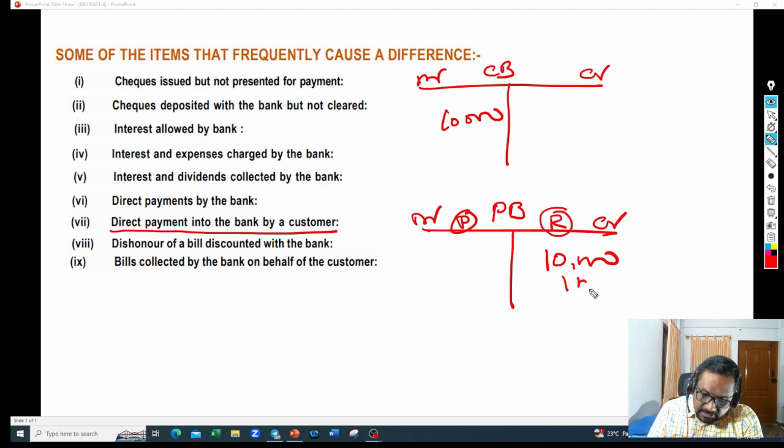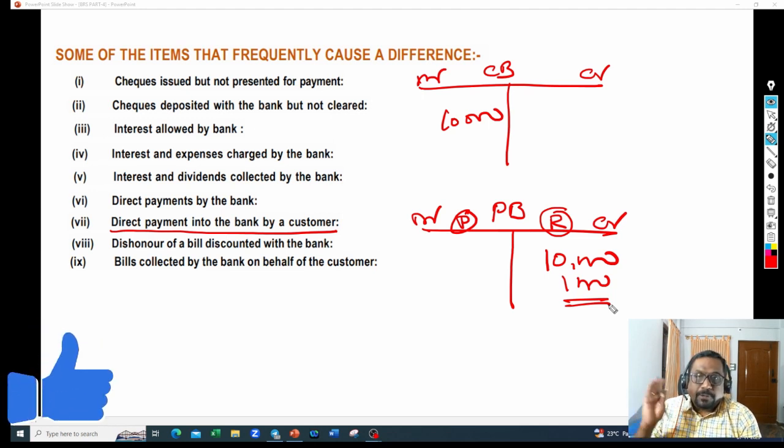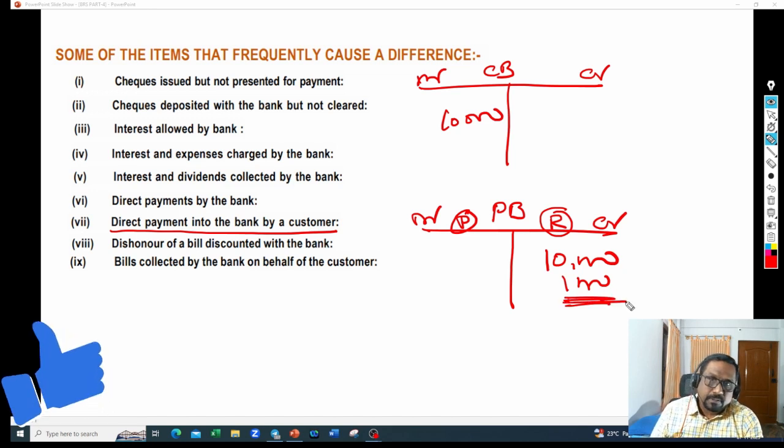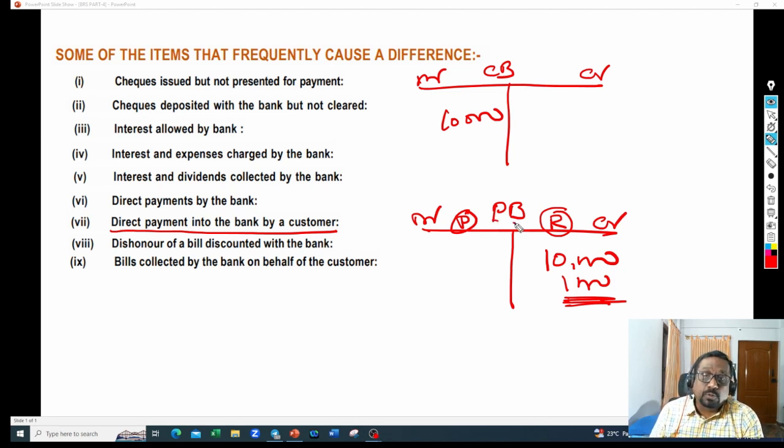So let us say a customer went and deposited 1,000. When they deposited this 1,000 in the bank, the banker has to communicate to us, "Hey business, one of your customers deposited 1,000 rupees directly in your account, so please record it in your books of accounts." That communication has to be given by the banker to our business. But they did not give that communication to us.